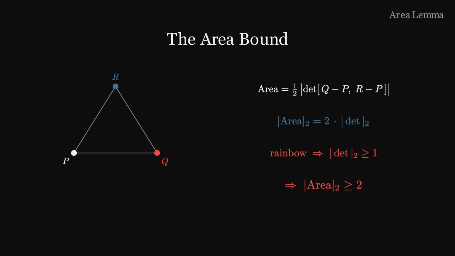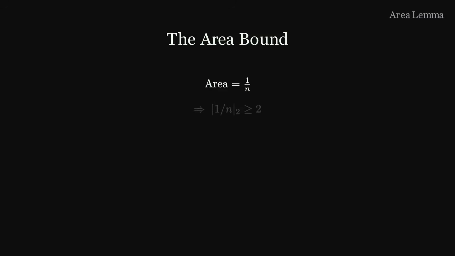Now the closing move. Suppose we've dissected the unit square into n equal triangles. Each triangle has area 1 over n. Sperner's lemma tells us at least one triangle is a rainbow. For that rainbow triangle, the two-adic size of its area, that is the two-adic size of 1 over n, must be at least 2. The two-adic size of 1 over n is 2 raised to the two-adic valuation of n. So 2 to that valuation is at least 2, which means the valuation of n is at least 1, which means n itself is divisible by 2.